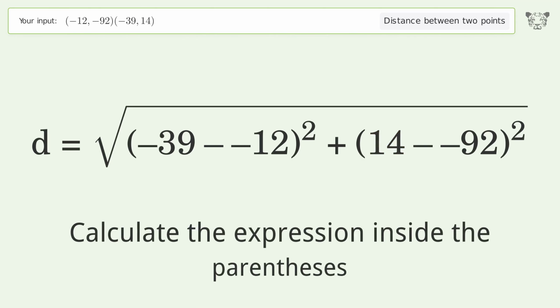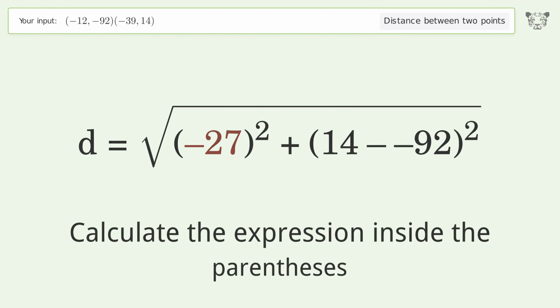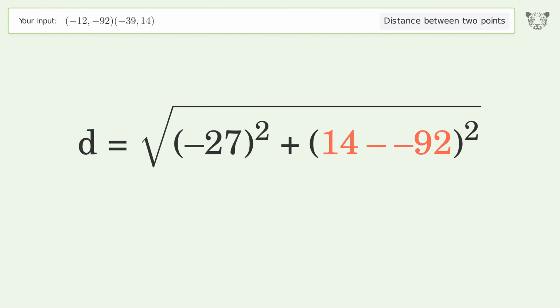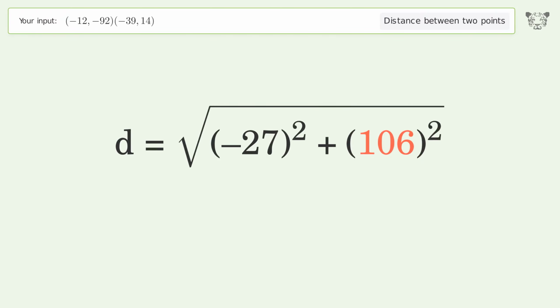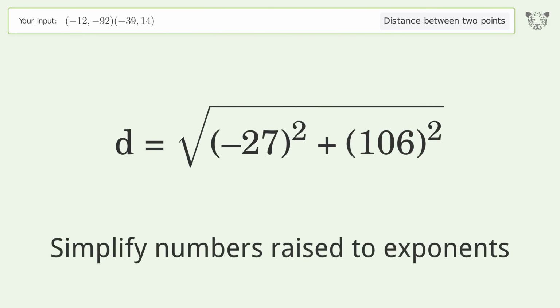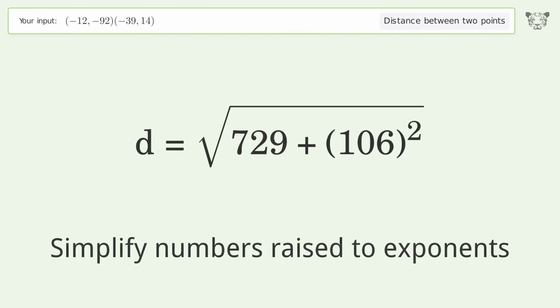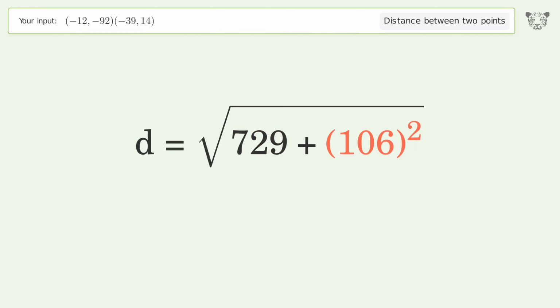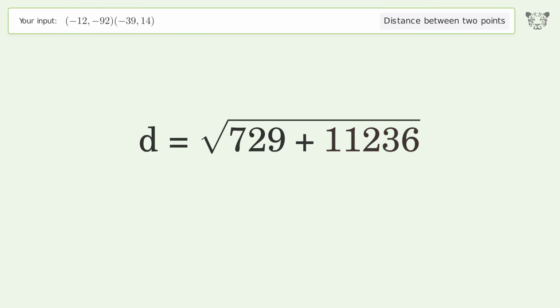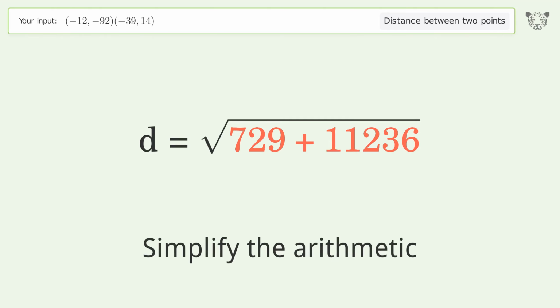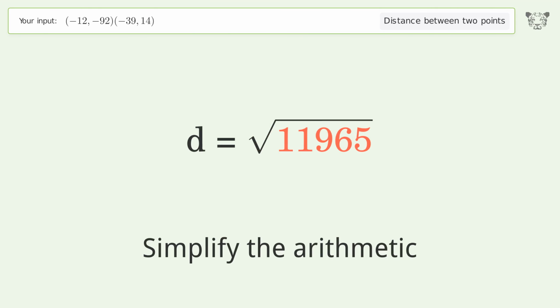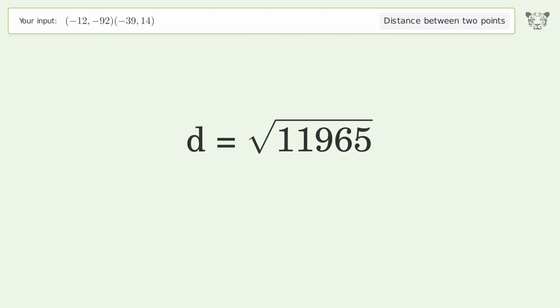Calculate the expression inside the parentheses. Simplify numbers raised to exponents. Simplify the arithmetic. And so the distance between the 2 points is the square root of 11,965 or 109.385.